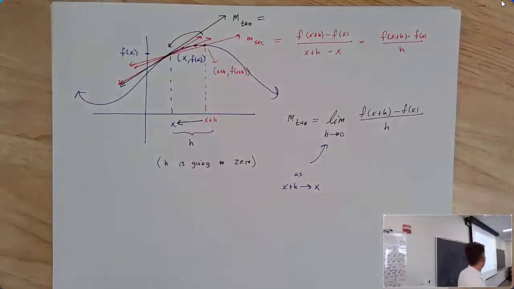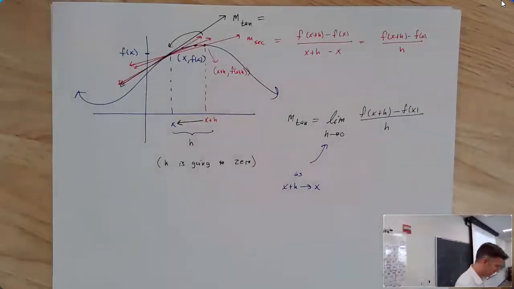Couple things here. If you just plugged in 0 for h, what would you get on the bottom? What would you get on the top? f of x minus f of x, which is 0. This is why we have been practicing 0 over 0 types of limits, because all these limit definitions of the derivative are 0 over 0 types of limits. So that's why we need those tools to evaluate them.